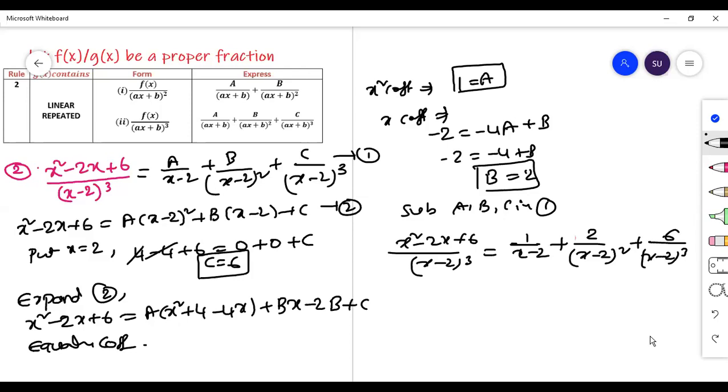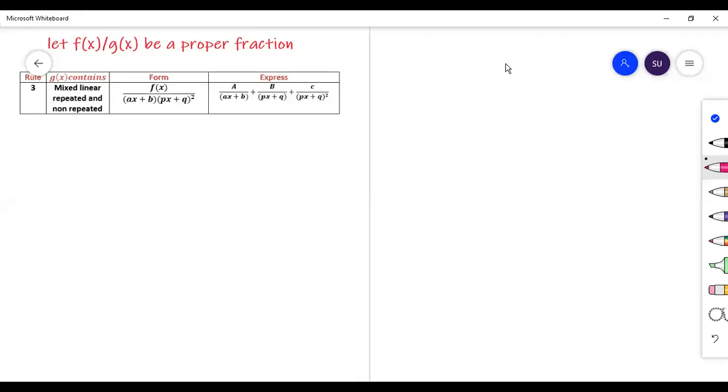So this is about when g of x contains linear repeated factors. So next let us go to the concept of mixed. That means if g of x contains mixed factors, both repeated and non-repeated. So the third model is if f of x by g of x is again a proper fraction when g of x contains mixed linear factors, repeated and non-repeated.